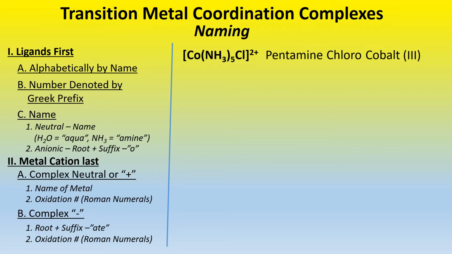To tie things together, there are 5 amines and 1 chloro, giving a coordination number of 6. This gives this complex a geometry of being octahedral.